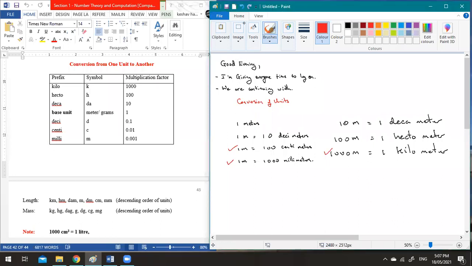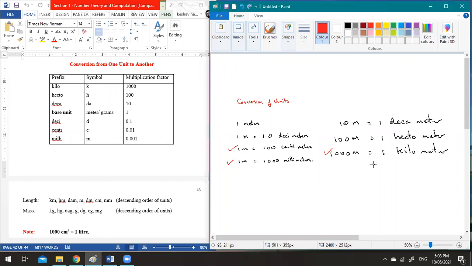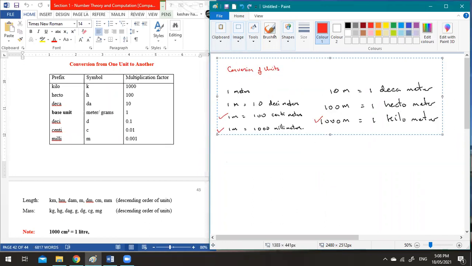Right. So again, we're doing conversion of units, where 1 meter is a general base unit for distance. 1 meter is 10 decimeters, also 100 centimeters, or equal to 1,000 millimeters. 10 meters is equal to 1 decameter. 100 meters is 1 hectometer, and 1,000 meters is 1 kilometer. Now, this is for distances.